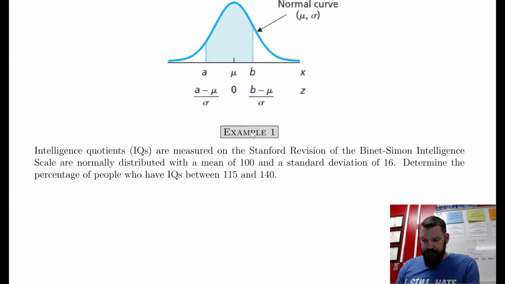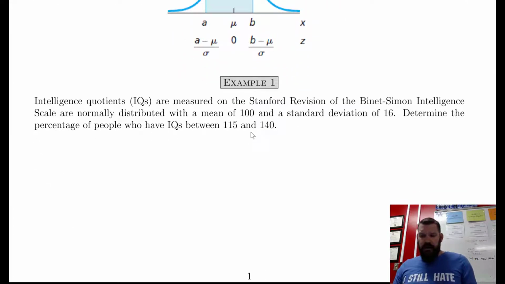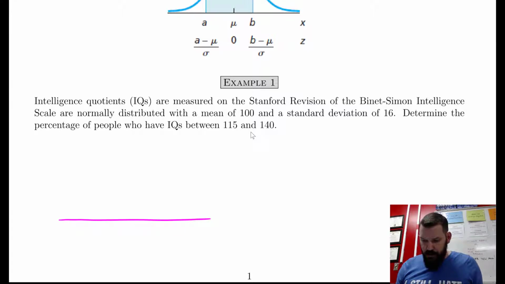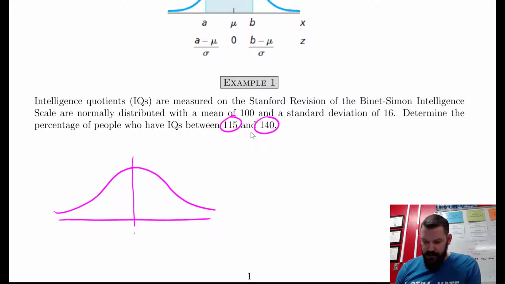So here we have intelligence quotients are measured on the Stanford revision of the Binet-Simon intelligence scale. They are normally distributed with a mean of 100 and a standard deviation of 16. Determine the percentage of people who have IQs between 115 and 140. I'll sketch the normal curve here. So this is our normal curve, and we have these specific x values, but I want to normalize those x values to center them around a mean of 0.